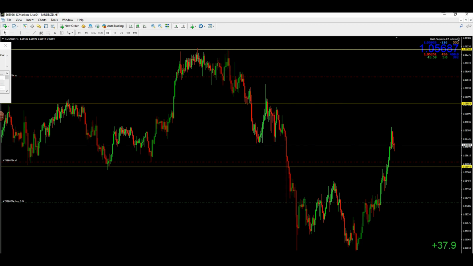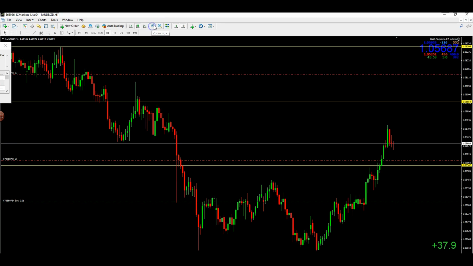Now, this is the Aussie dollar, New Zealand dollar. So to do that, especially those of you who use my auto trader, I'll let you know later on. So stay tuned till the very end, and I'll let you see the Aussie dollar, New Zealand dollar.